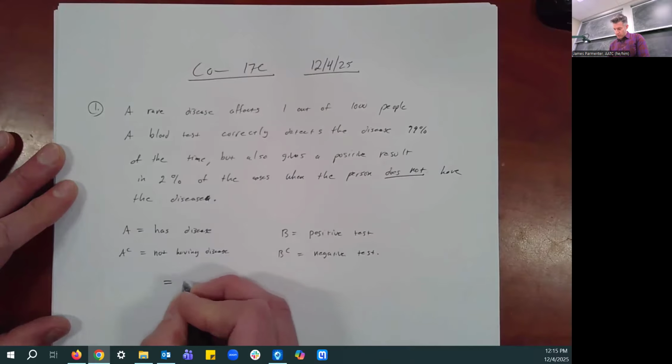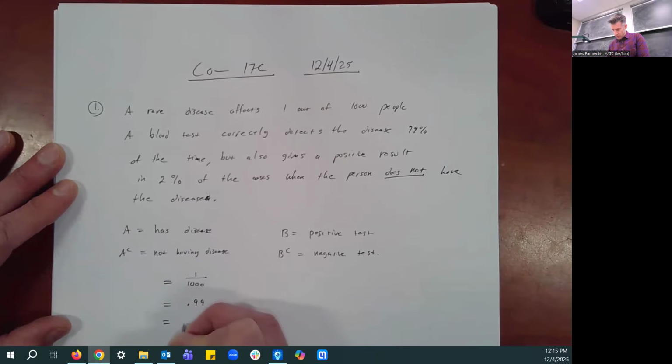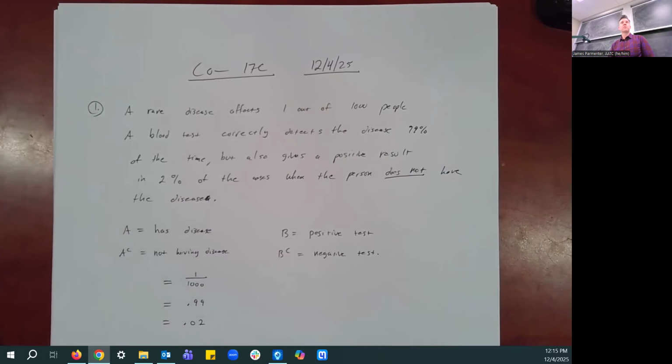So there are three things you should be able to write. Some probability equals 1 out of 1,000, some probability equals 0.99, and some probability equals 0.02. Start with that.